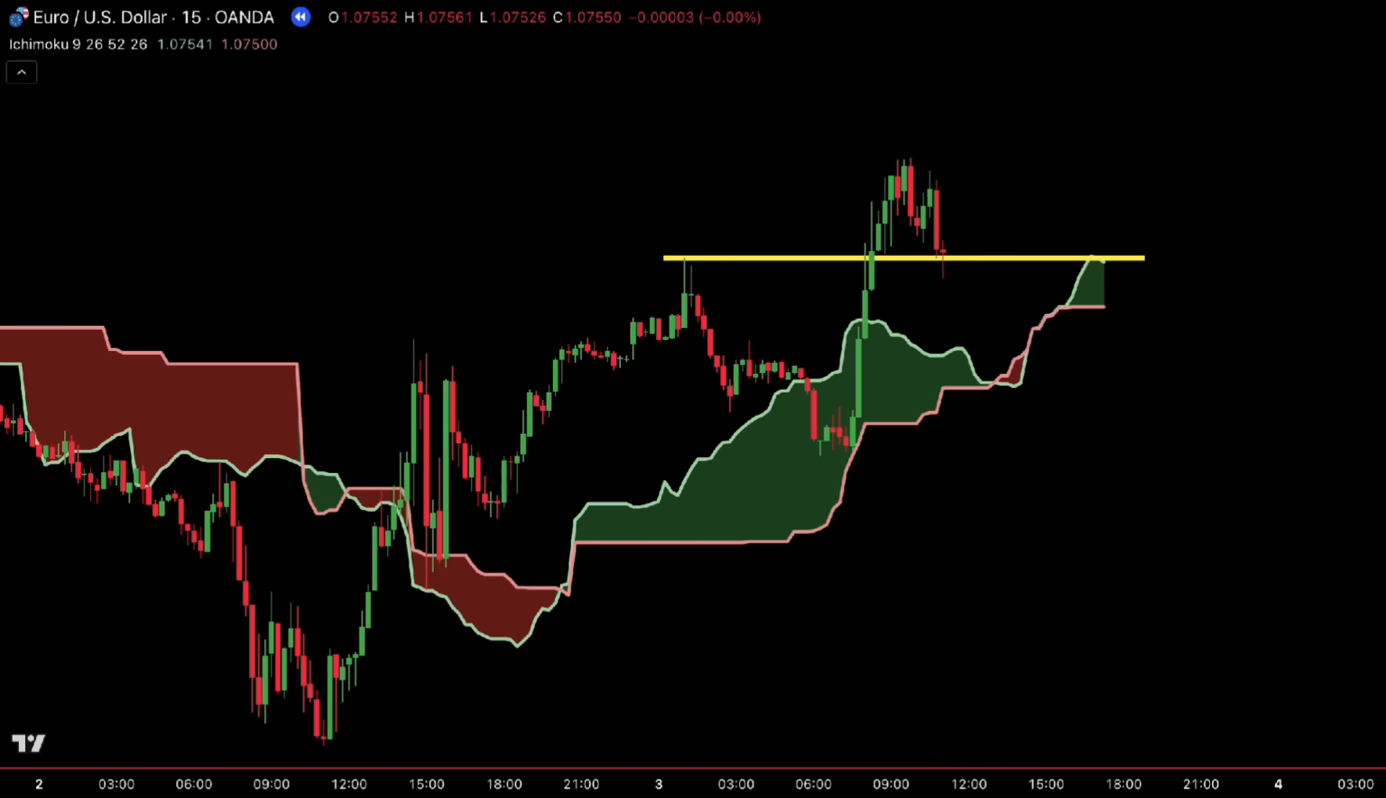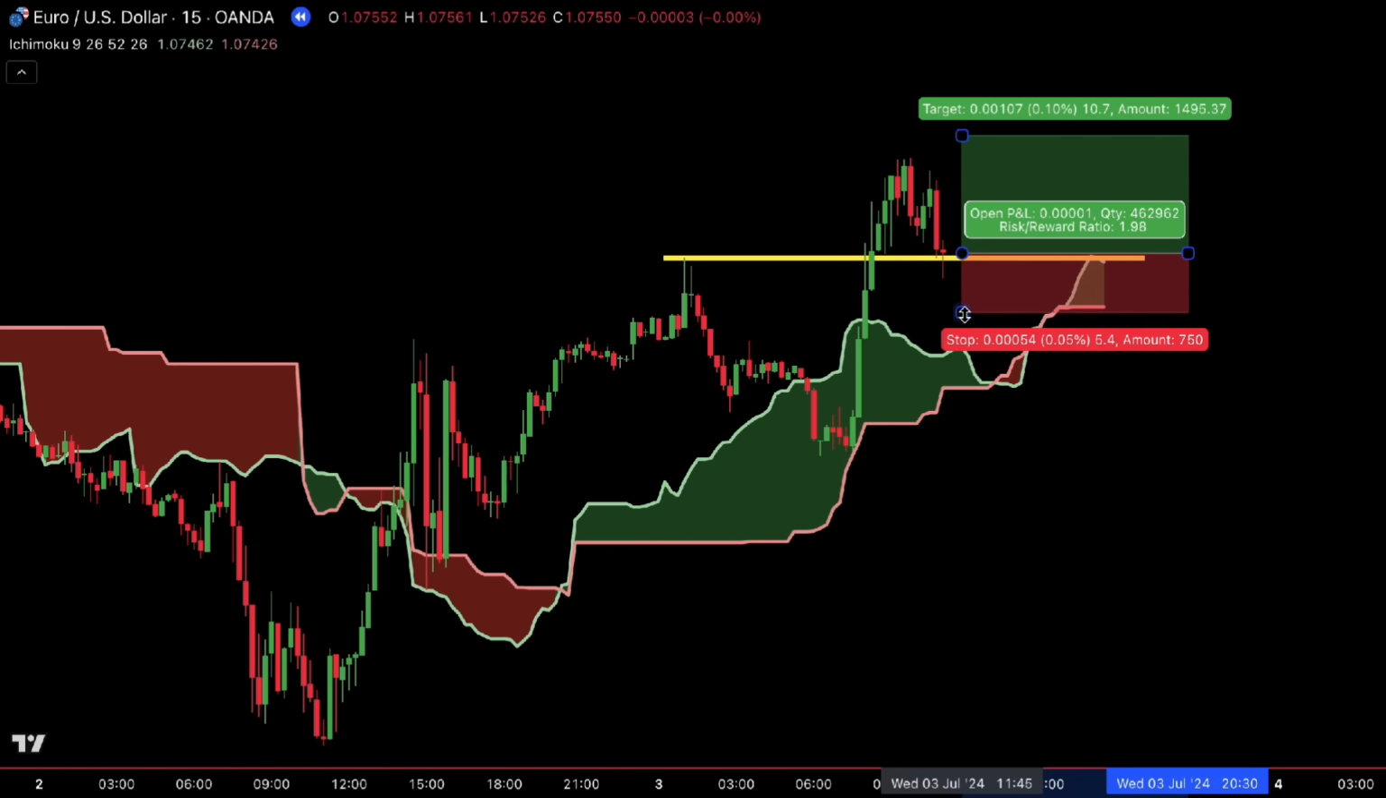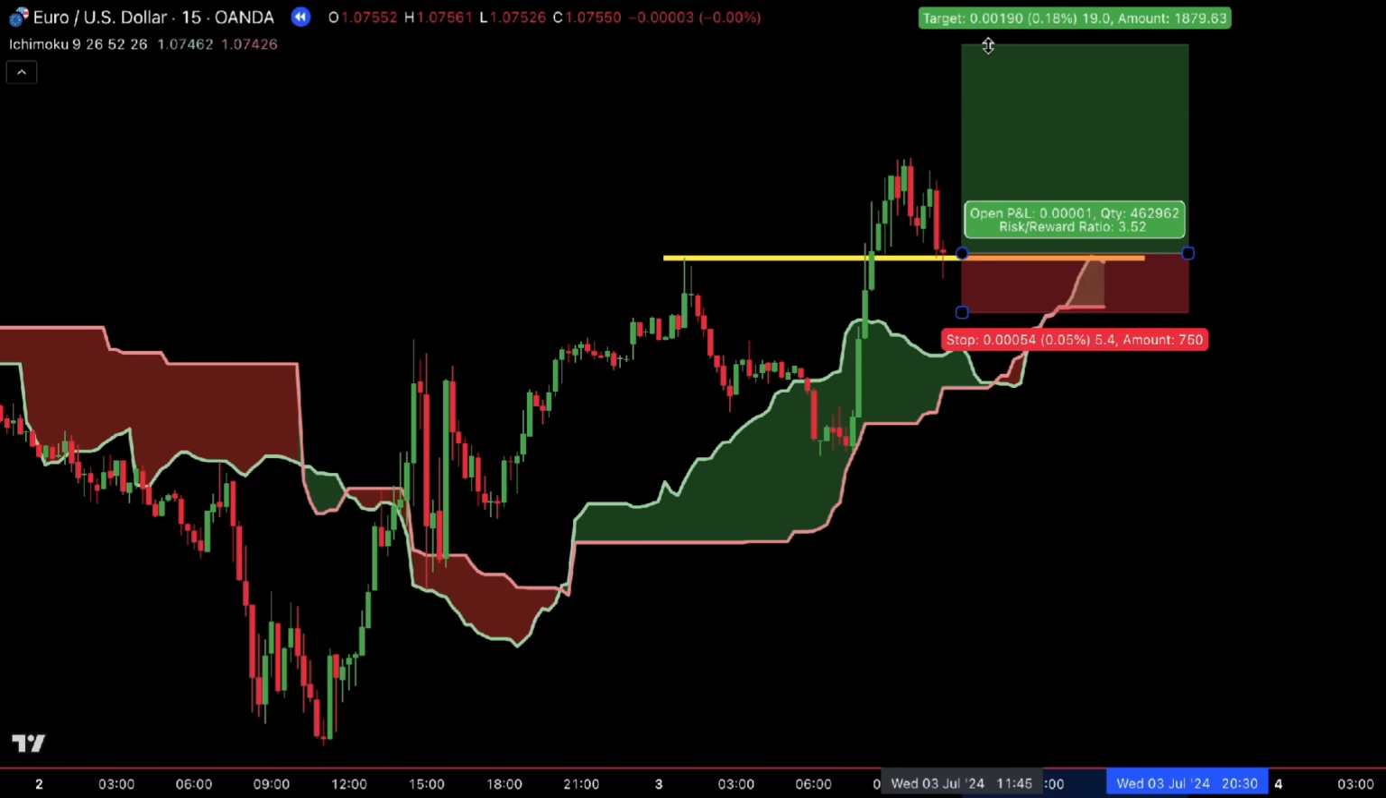Back to the 15-minute chart. Entry: at the close of the bullish rejection candle. Stop loss: just below the support level. Target: the next resistance area or recent swing high. Look at what happened next. As you can see, the market reached our target.